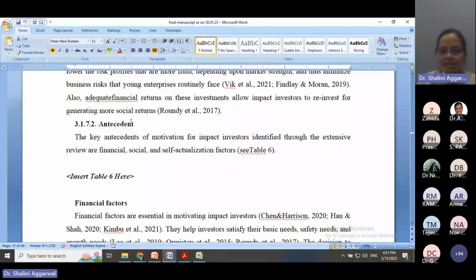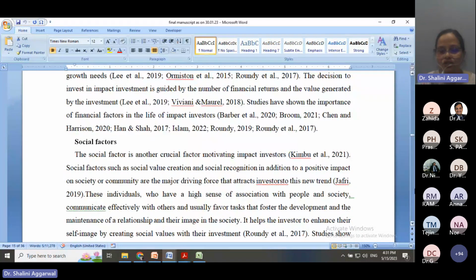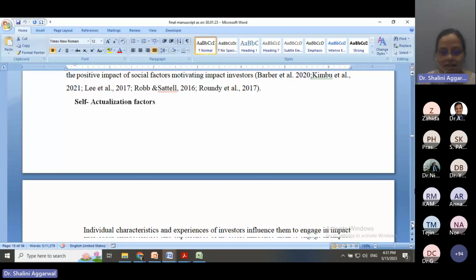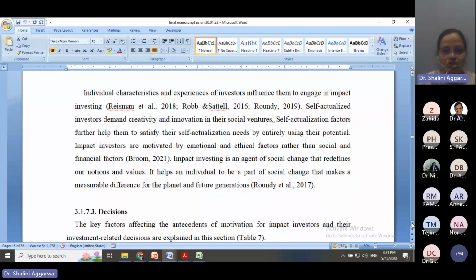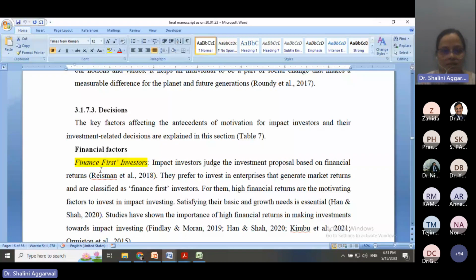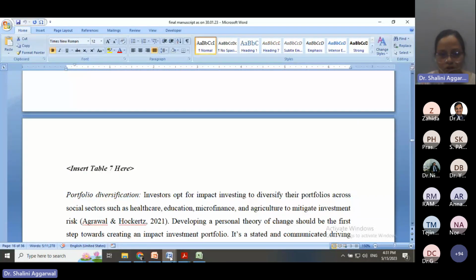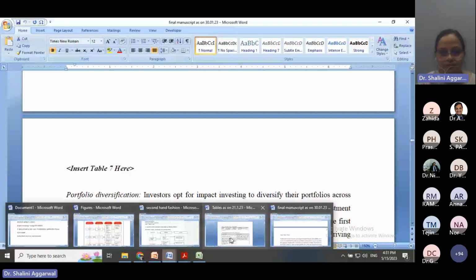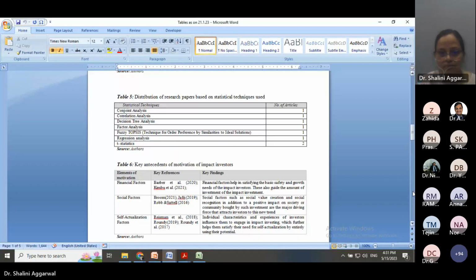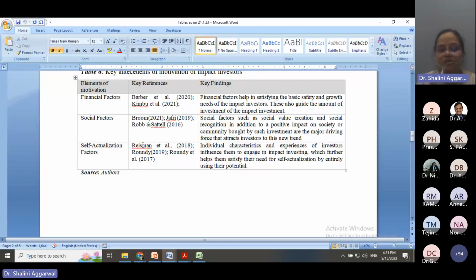So these are my antecedents: first the financial factor, social factor, and self-actualization factor. I have discussed them. Next is the decision part. In the decision part, financial factors become a sub-part. Let me take you to my tables as well. Look at this. These are my financial factors. I have made them more visible with the help of a table.